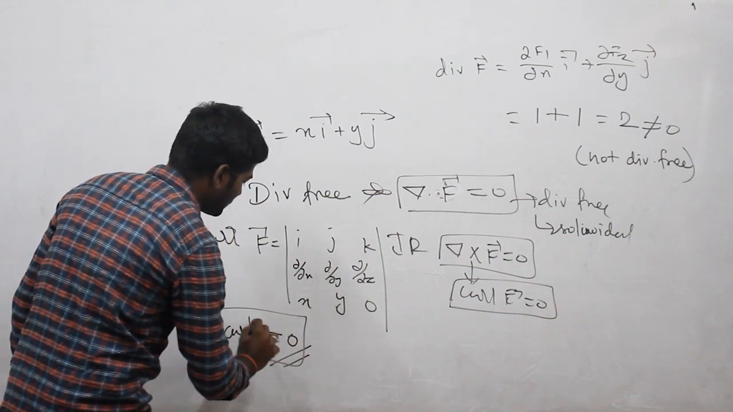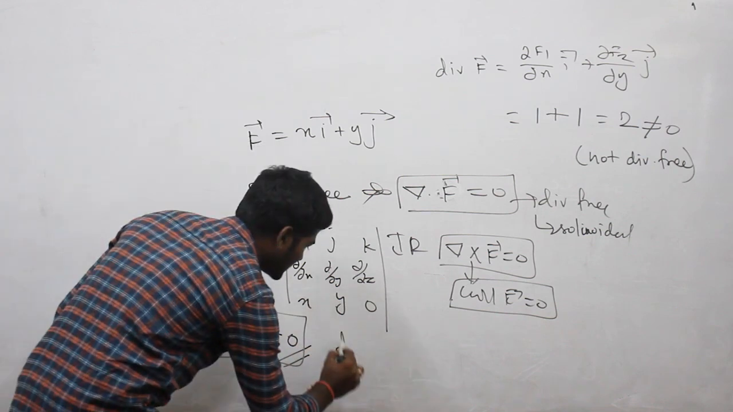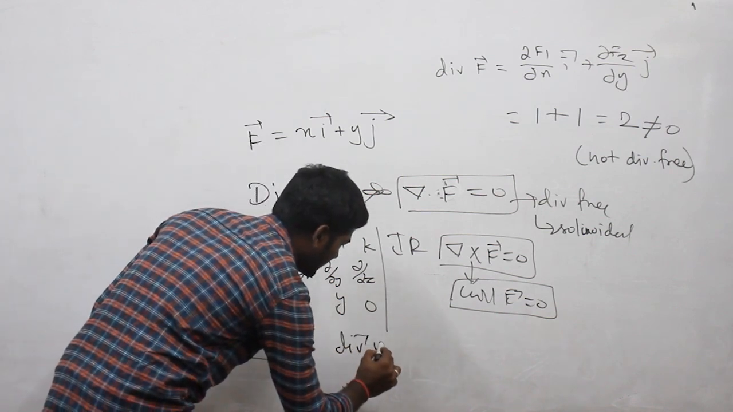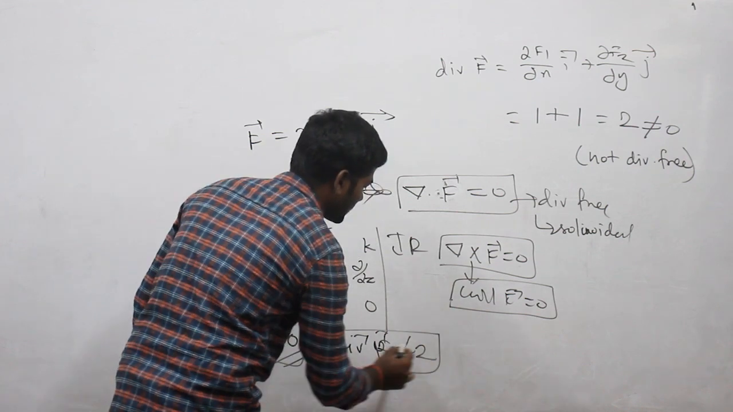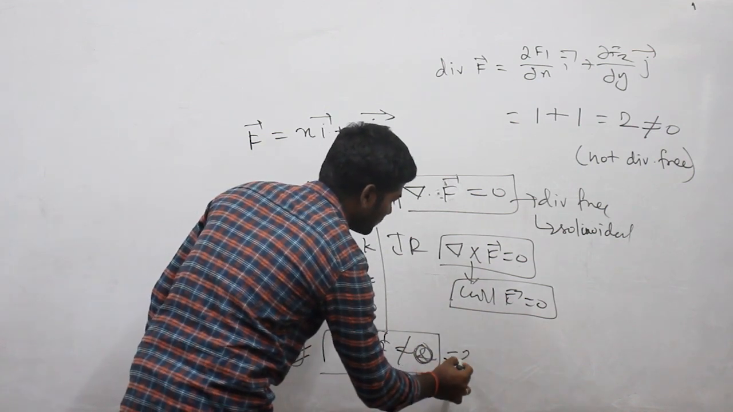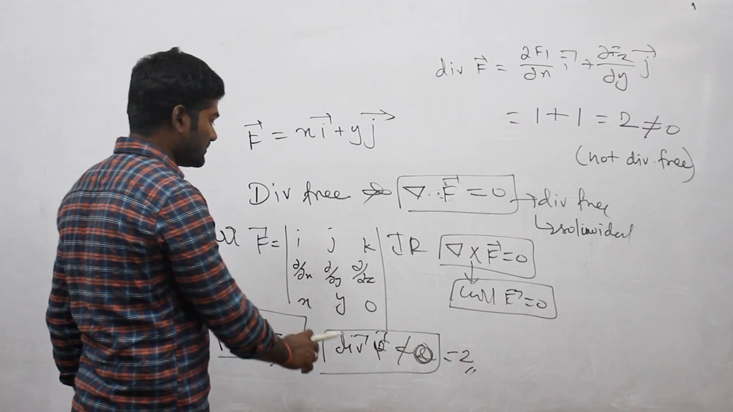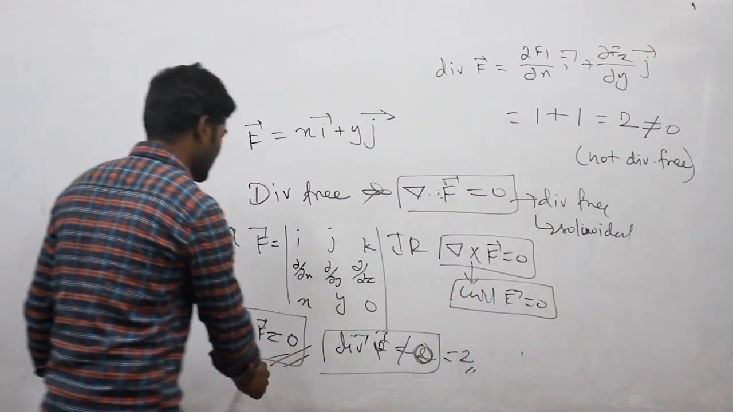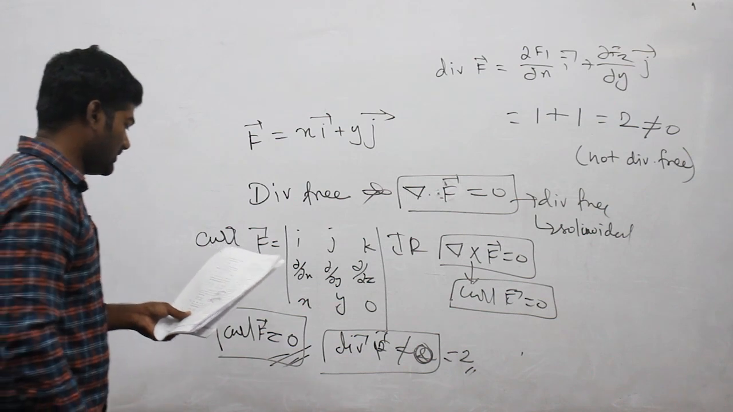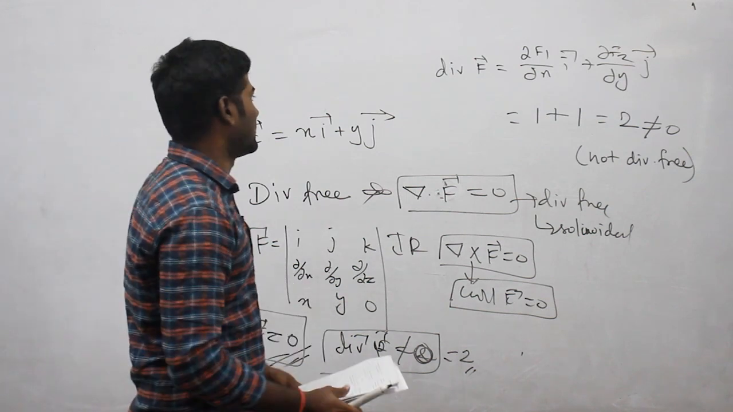Curl of this vector equals 0, but divergence of this vector is not equal to 0, it is equal to 2. So this is not divergence free and irrotational. So option B is the correct answer.